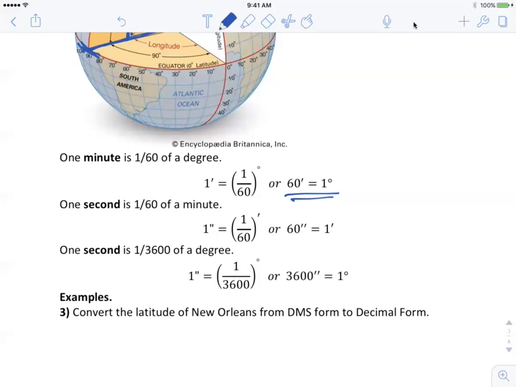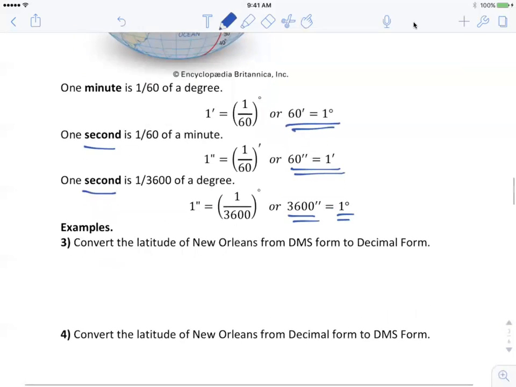Okay, and then a second is 1/60th of a minute, right? So therefore 60 seconds equals 1 minute. That's the same as time, so that's helpful. Okay, so you're just breaking that angle of 1 minute into 60 equal parts. These angles start getting really tiny. Okay, and then one final conversion. So a second as a degree. Well, 60 times 60 is 3,600. So there are 3,600 seconds in a single degree. Okay, so think of an angle of a degree and then cut that into 3,600 equal parts. Each one of those is a second.